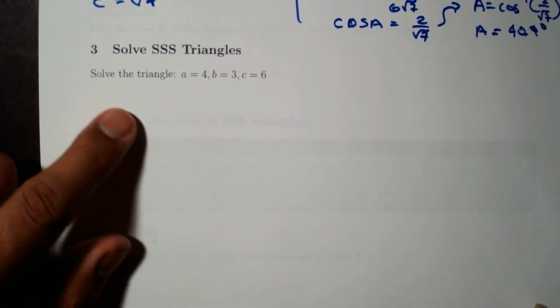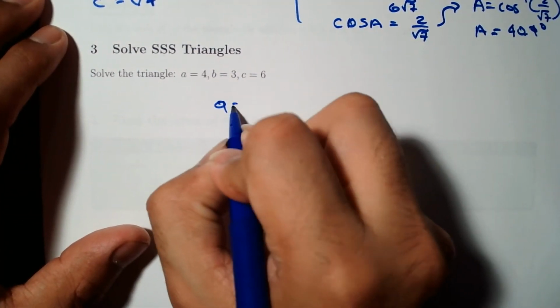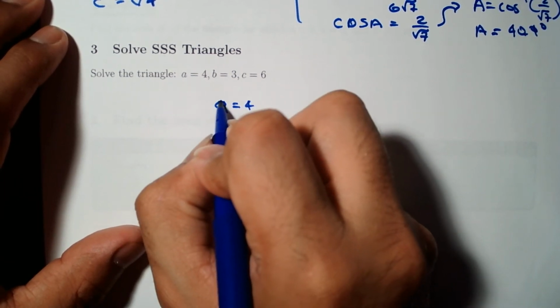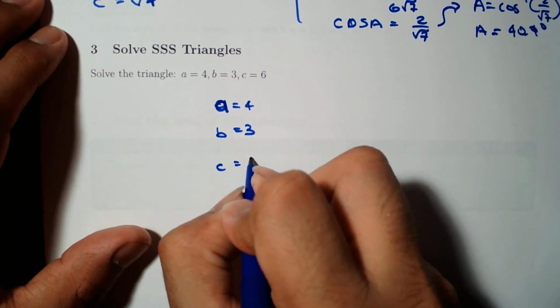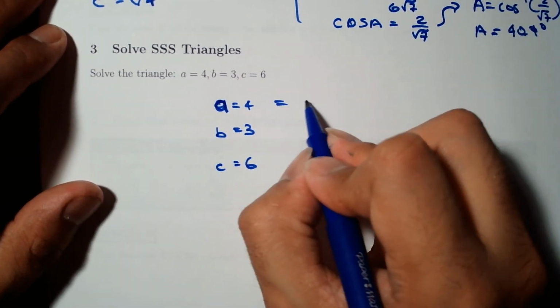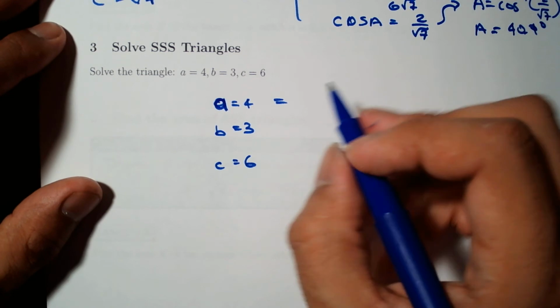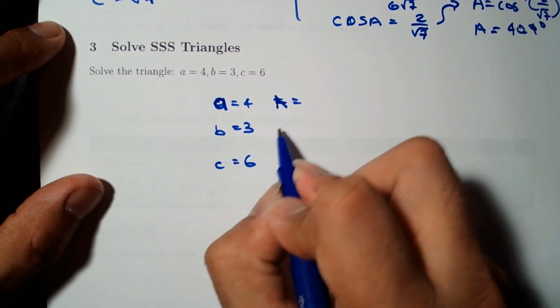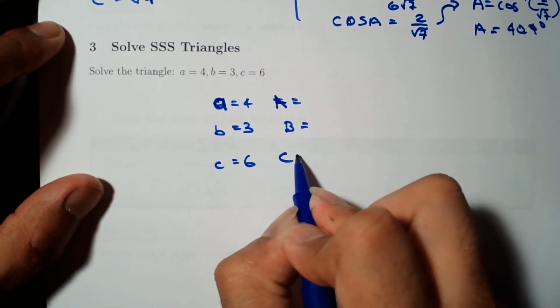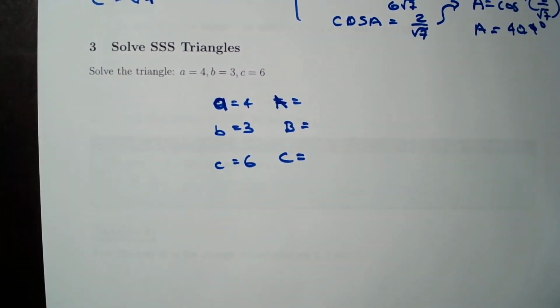So solve the triangle: A equals 4, B equals 3, C equals 6. In this case, notice we're not given any of the angles. We're not given anything. So we're going to use the law of cosines to find cosine of A.